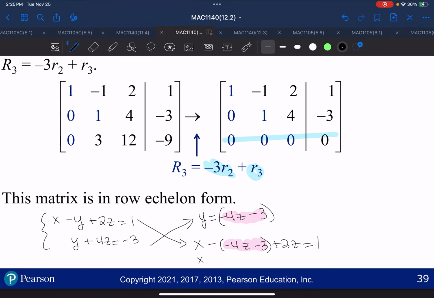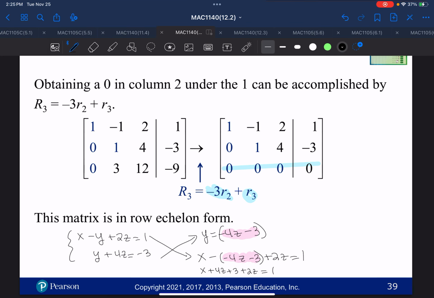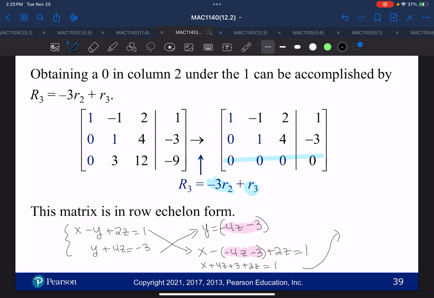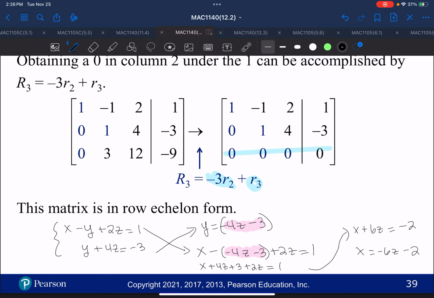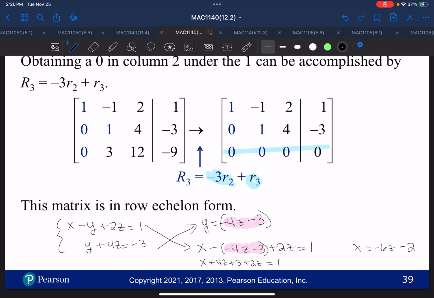So I can get everything in terms of z. And so this will give me x plus 4z plus 3 plus 2z equals 1, which will be x plus 6z equals negative 2, so x is equal to negative 6z minus 2. So I just solved that for x. Okay, and I'm going to actually erase this because y'all know how to solve equations. So I'm going to rewrite now what I just did.